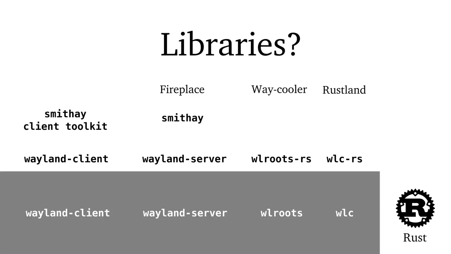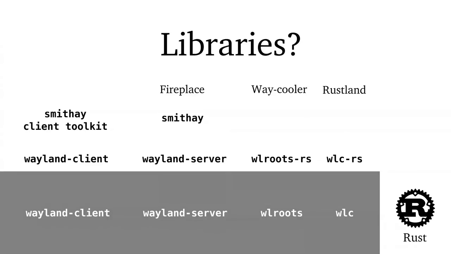Going further, there are the twin projects WLC and wlroots. And both of them are built on top of Wayland server, actually. So they are kind of high-level implementations of several protocols for Wayland, but they are written in C. And the Rust wrappers are just that, wrappers over high-level libraries. Out of those, WLC is supposedly much higher level, and there are some compositors written on top of those. So the only compositor I managed to run is Waycooler. Actually, I haven't even managed to run it, but we'll come to that later.